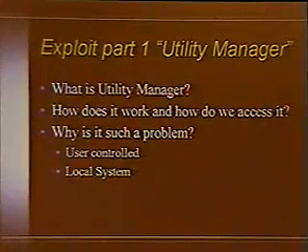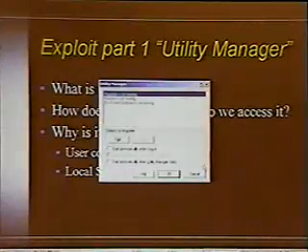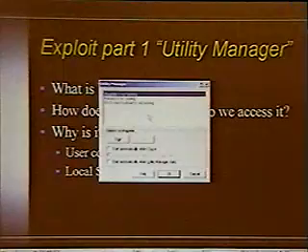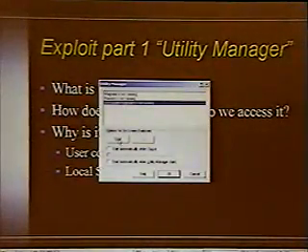How does it work and how do we access it? Well, what Windows Help said, you hold down the Windows logo key and you hit the U key, and up comes Utility Manager. From within there, you can start and stop accessibility programs. There you go. Pretty simple.